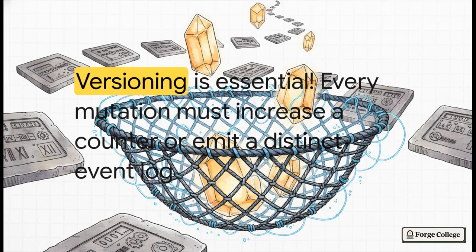Now, during that chaotic active update stage, versioning is your absolute safety net. Every mutation must increase a version counter or emit a distinct versioned event log. Why? Because without it, front-end developers are going to lose their minds trying to reconstruct prior states. Versioning is quite literally how you survive contract upgrades. It ensures that off-chain indexers can actually follow the history of your evolving token without breaking the whole system.